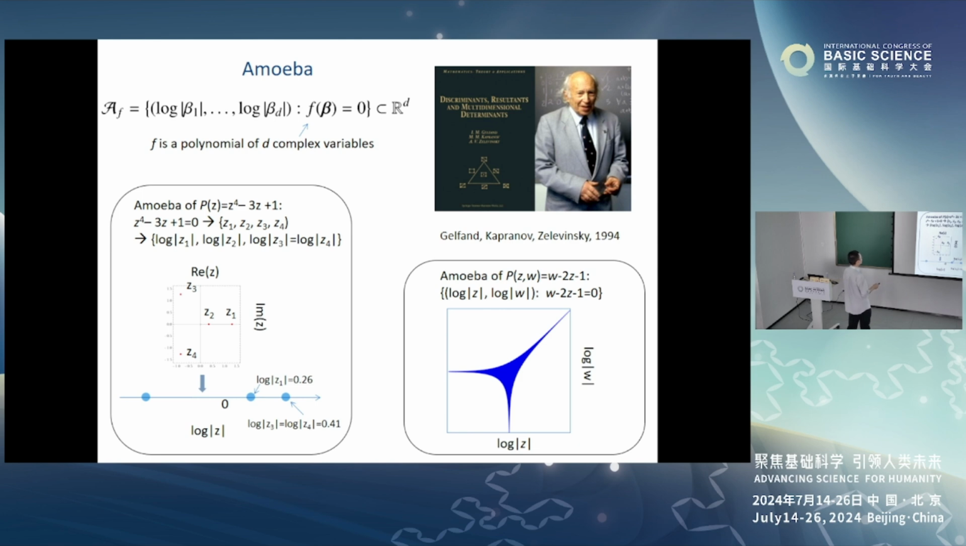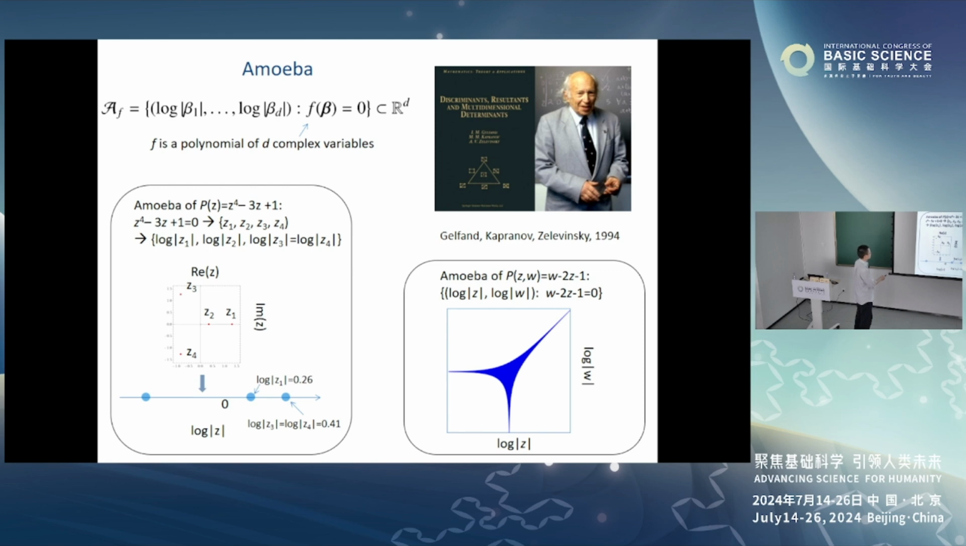So here is a very simple example of a one-variable polynomial. We have this very simple single variable polynomial. Then we find the solution to this equation, right? So we have these 4 solutions. Then we take the modulus of this. These 4 solutions are here. So we take the modulus of these 4 solutions.